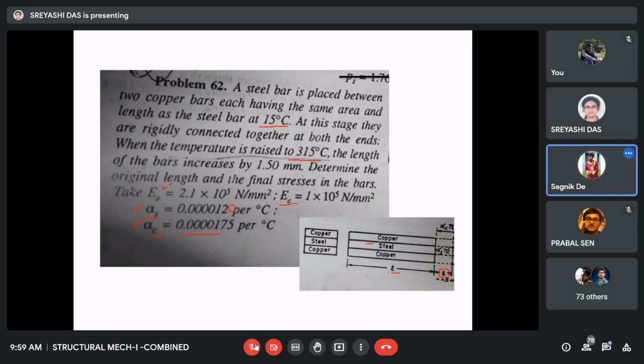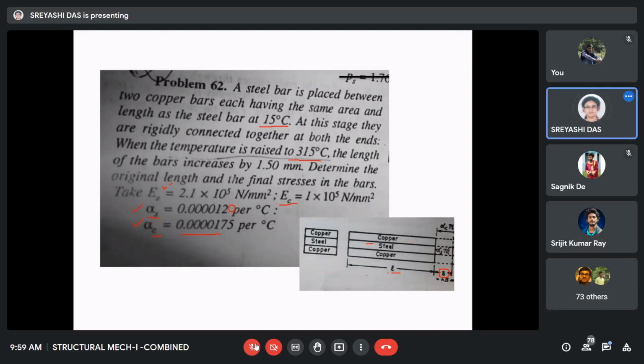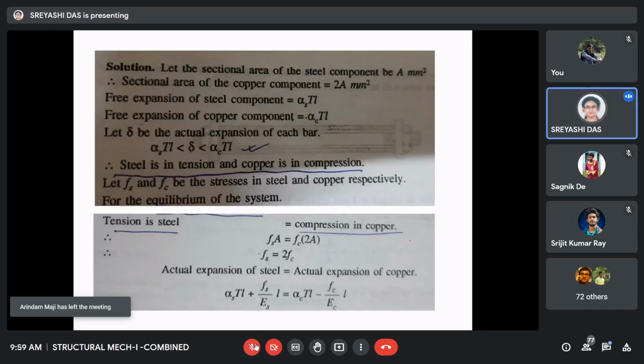Ma'am, compressive. Huh? Ma'am, the copper bar will be under compressive stress and the steel bar will be under tensile stress. Yes. So copper will be under compressive stress, steel will be under tensile stress.